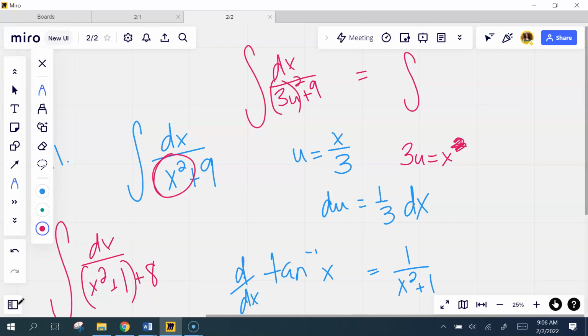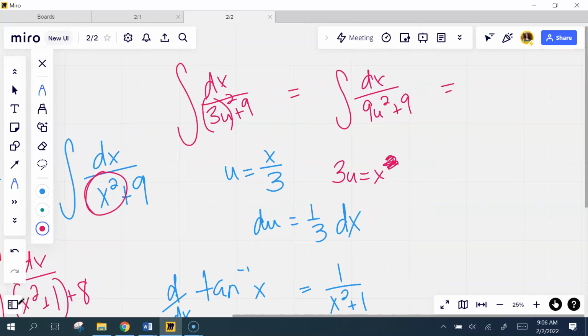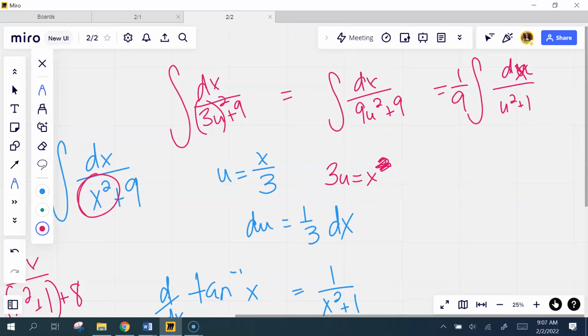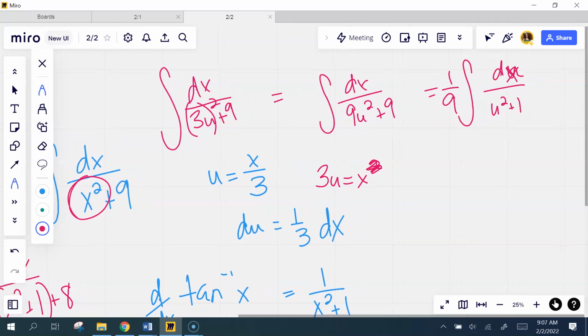This is this. Then you take the 9 out. I was fixing to take the 3 out. 9u squared plus 9. This is gross, y'all. I'm going to put it out here. So I end up with d. This is actually du, right? Not yet. I just factored this 9 out from here. And instead of putting it here, I put it on the outside.